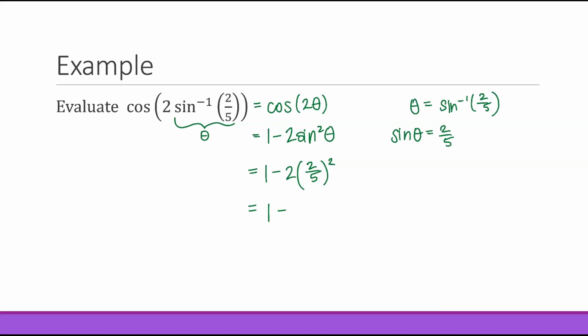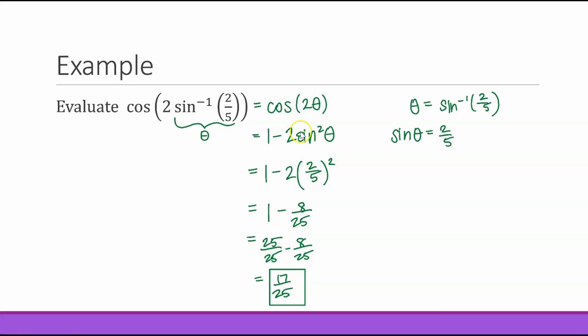So 1 minus, let's see, this is going to be 4 over 25. 2 times 4 is 8, so 8 over 25. We'll rewrite 1 as 25 over 25. So we get 17 over 25.